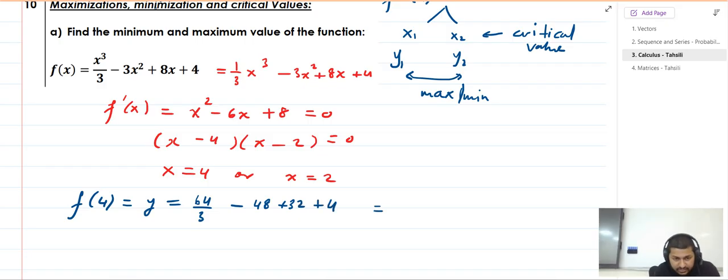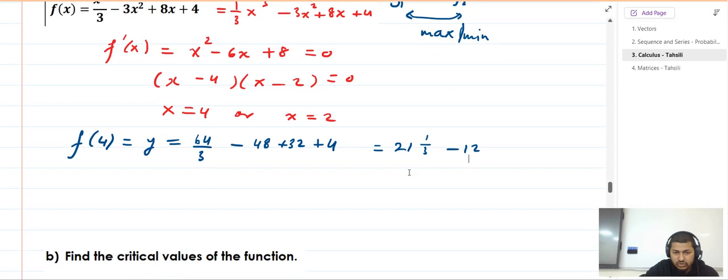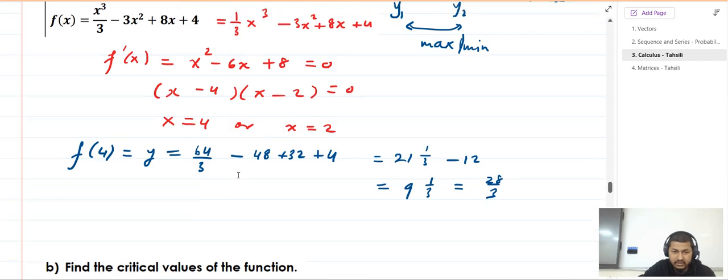So that's going to give me 64 over 3 is 21 and 1/3. And this will give me 36. Minus 48, so that's going to give me minus 12. Okay, 21 and 1/3 minus 12. So 21 minus 12 is 9. So I'm getting 9 and 1/3. In other words, I'm getting 9 times 3 is 27, 28 over 3. Okay, that's my answer here.